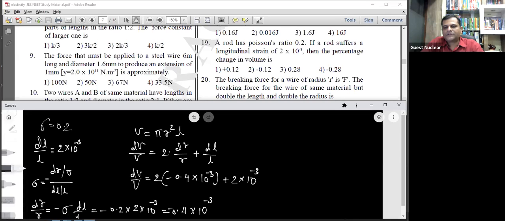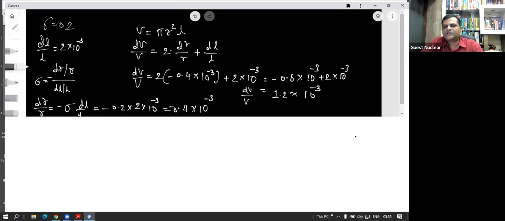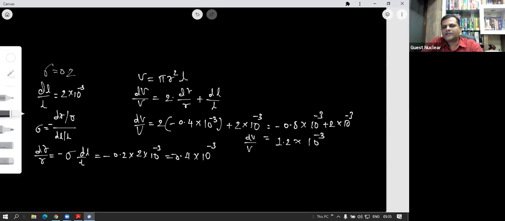So here if we just add this together, then we can get minus 0.8 into 10 raised to minus 3 plus 2 into 10 raised to minus 3, which actually happens to be 2 minus 0.8, so it becomes 1.2, right? So it's going to be 1.2 into 10 raised to minus 3. So here this is going to be actually dV/V, right? But we want percentage change in the volume, right? So percentage change in the volume can be obtained just by multiplying this by 100.